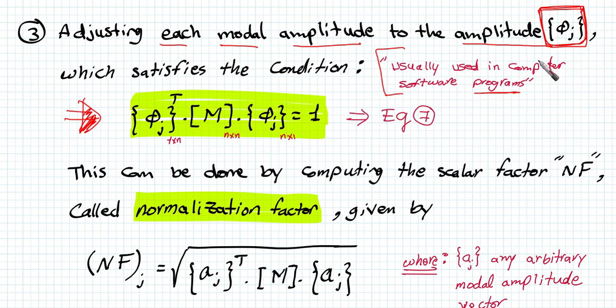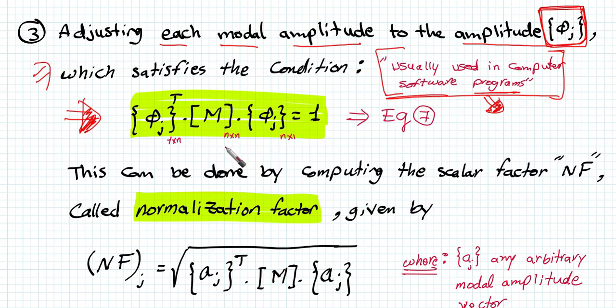Whenever you are using different software for obtaining the mode shapes, modal amplitudes, and normal modes, like SAP2000, ETABS, STAAD.Pro, MIDAS, or OpenSees, these kinds of software usually prefer this type of normalization. We are going to see why later on, because it also simplifies the computational effort.